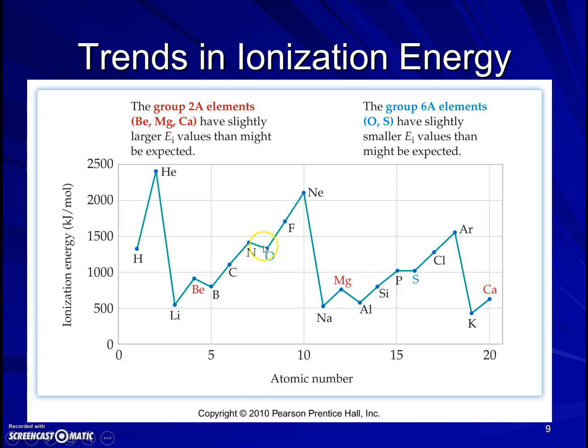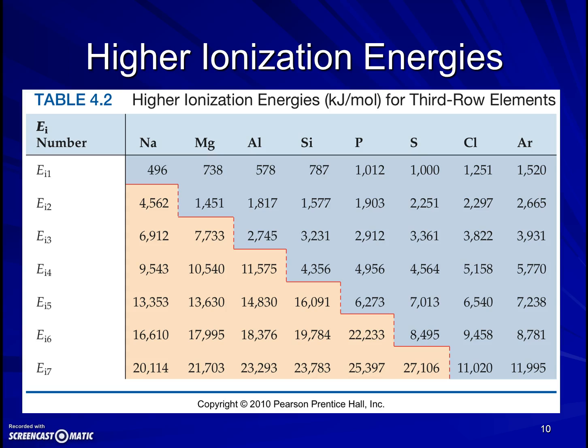And again, we lose our linearity right here as well, and that's because in group 6A, we're removing a paired electron instead of an unpaired electron. And so that changes things a little bit. Let's take a look a little bit at the trends of ionization energy.